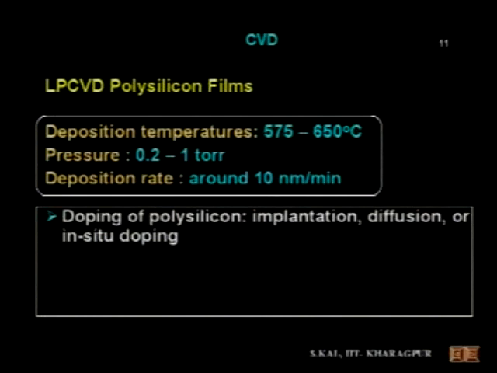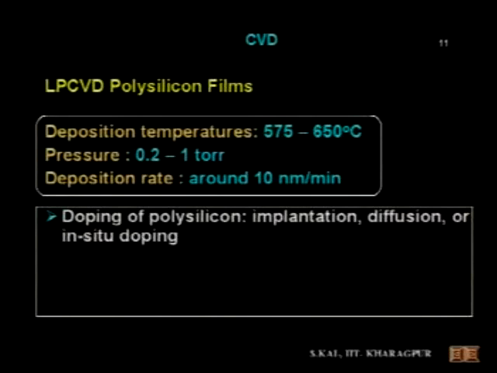And once you dope the polysilicon, then if you sinter it, at sintering temperature the dopants will be introduced into silicon and may form a junction. That is used in polyemitter transistors. You deposit doped polysilicon and then you heat it, sinter it, anneal it, then from the polysilicon, dopants will be introduced into the silicon over a thin layer, and you can get a very shallow junction. In this way you can form polyemitter transistors. And diffusion in the doped polysilicon will also occur, that is, through the grain boundaries dopant atoms will distribute.